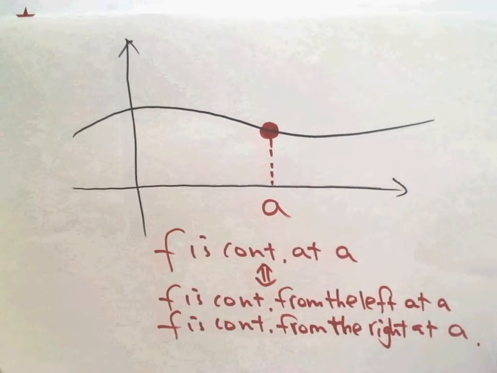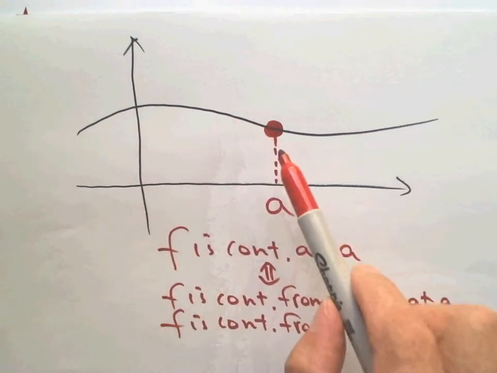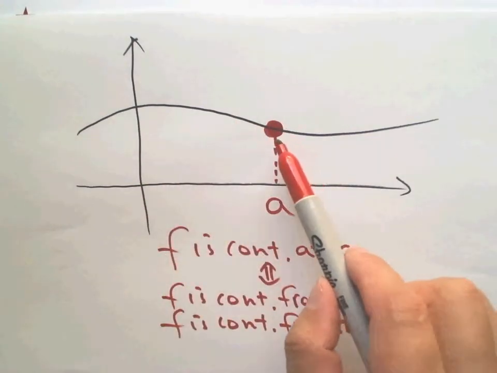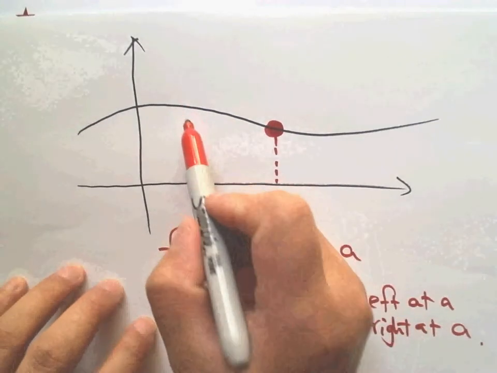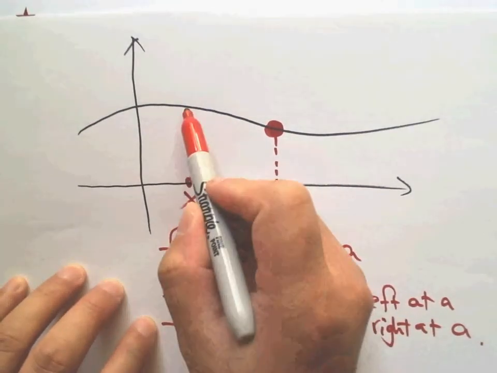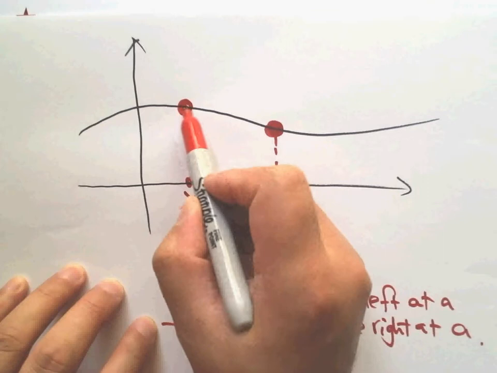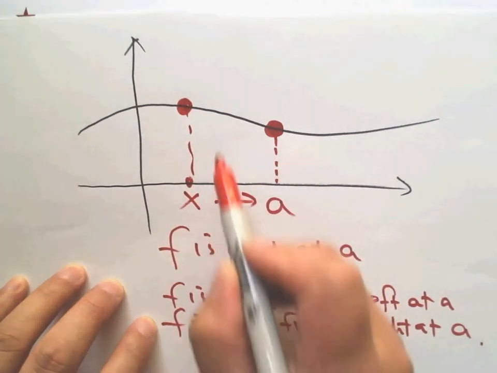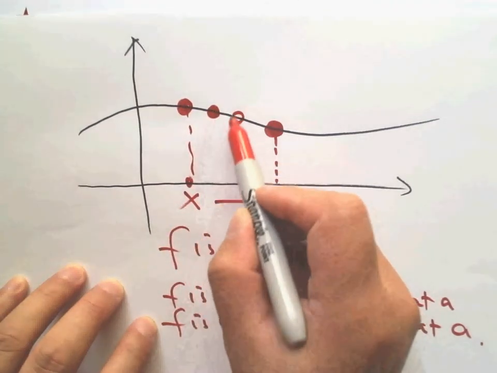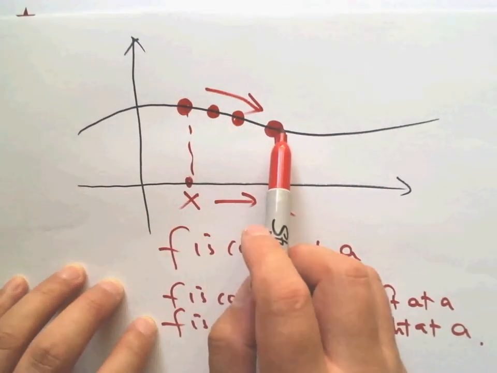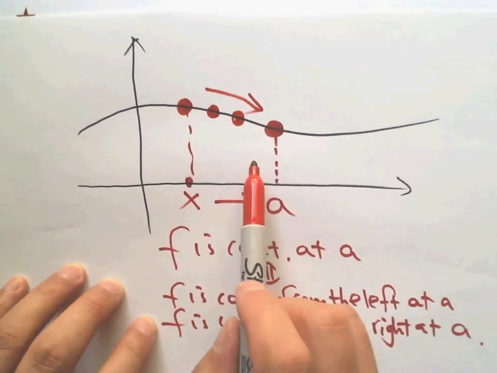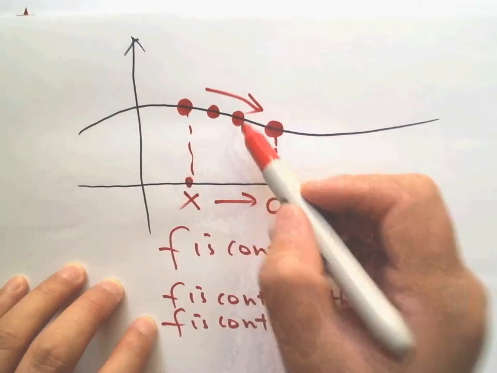Can you see this example? This function is continuous at a. Is this function continuous from the left at a? Yes. Why? If I pick x here, the point is here. If x approaches a from the left in the graph, can you see this? Definitely the point will approach this point, right? So this function is continuous from the left.